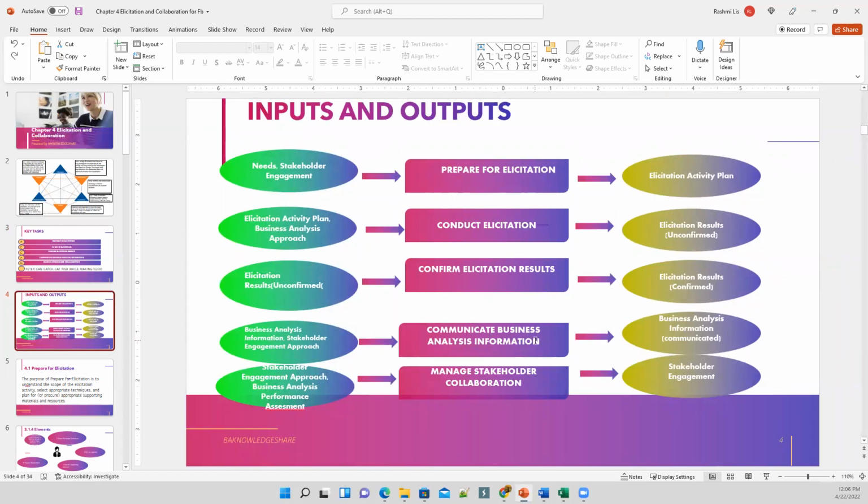Then you have communicate business analysis information. The input is business analysis information and the stakeholder engagement approach, and the output is business analysis information, communicated. And then the last task is manage stakeholder collaboration. Your input is the stakeholder engagement approach and business analysis performance assessment, and your output is stakeholder engagement.